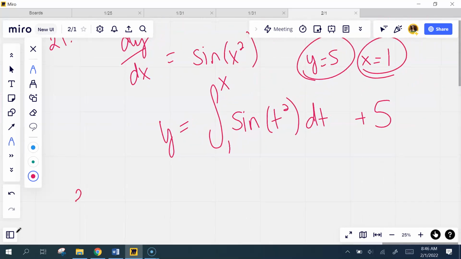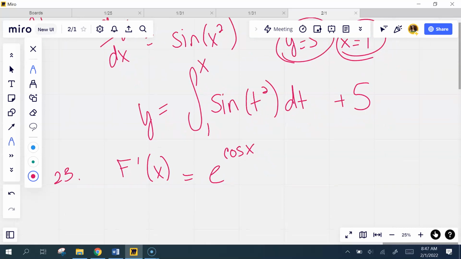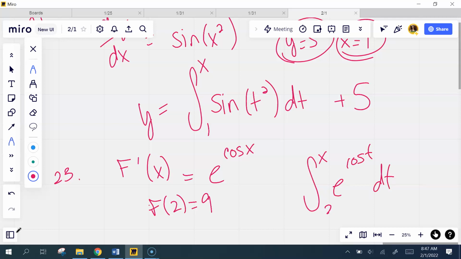23 is the same kind of thing. 23, this is the derivative of the antiderivative, which means what? It's just the function. That's exactly right. So that is the function here. So I'm going to do, and it tells you that f of 2 is 9. So I'm going to go from 2 to x, right? E to the cosine t dt. What am I going to add on the end? The 9.